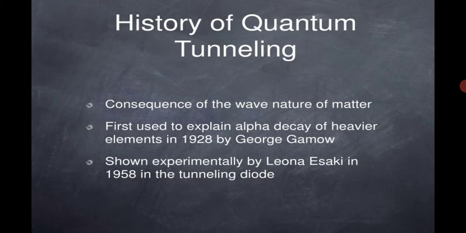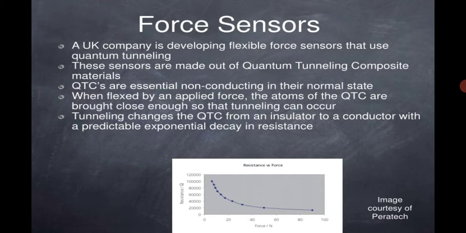Tunneling was first used to explain alpha decay of heavier elements in 1928 by George Gamow, and shown experimentally by Leo Esaki, that is, by the tunneling diode. Next, force sensors. A UK company is developing flexible force sensors that use quantum tunneling. These sensors are made out of quantum tunneling composite materials, that is, QTCs.